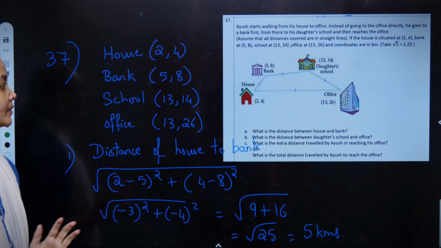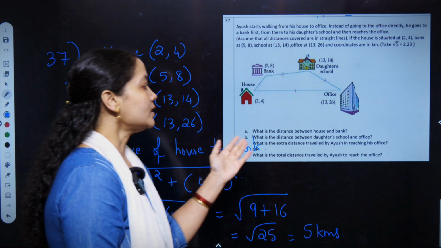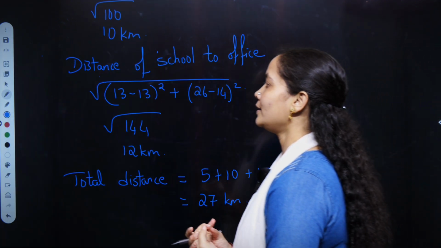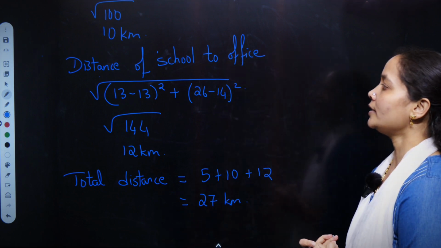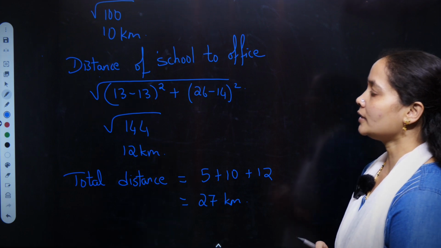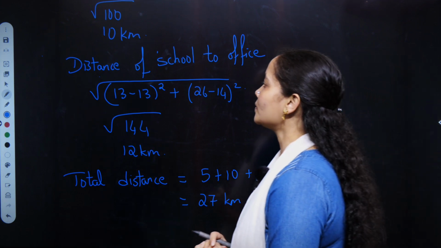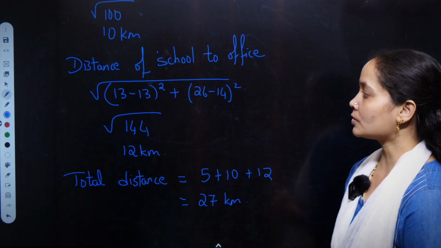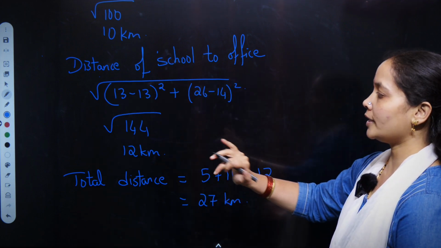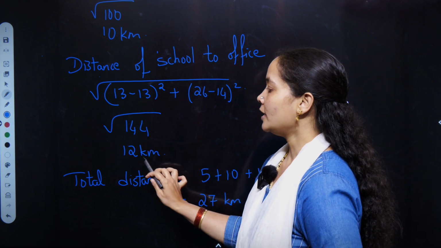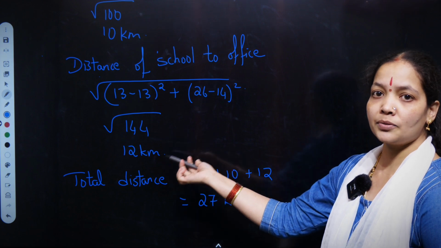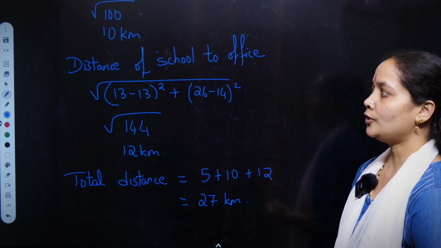Hence the distance between the house and the bank will be 5 kilometers for Mr. Ayush to start with. The second question is asking me, what is the distance between daughter's school and office? The coordinates of school was given as 13,26 and the coordinates of office was given as 13,14. Therefore, I am taking the distance formula as (x2 minus x1) whole square plus (y2 minus y1) whole square, which is (13 minus 13) whole square plus (26 minus 14) whole square, giving me root of 144, which is nothing but 12. Root of 144, if you are unable to do it, use the prime factorization method and try to solve it.